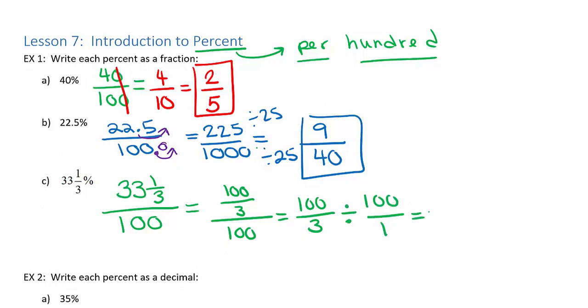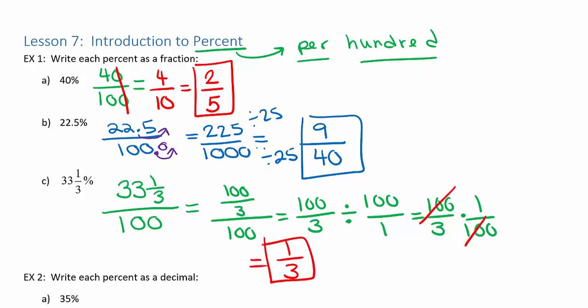And if we want to divide fractions, we copy down the first, change to multiplication, flip the second. And now I can multiply straight across. The hundreds cancel out, and I'm left with 1/3. So 33 1/3% is the same thing as 1/3.